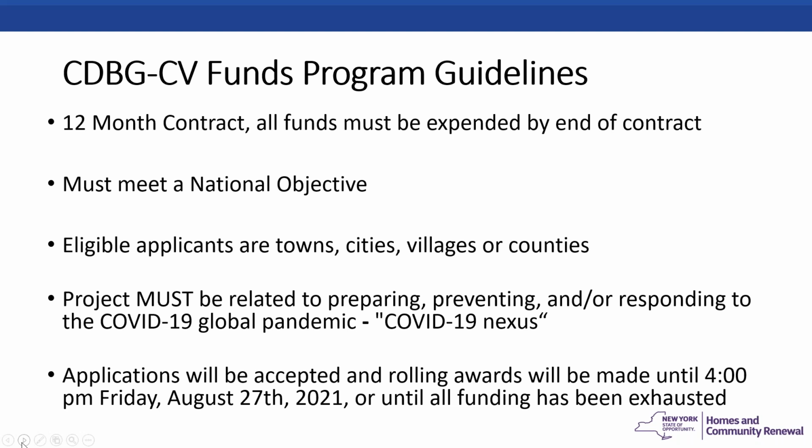Because HUD has imposed strict expenditure deadlines that we have to adhere to, it's critical that applicants advance projects that can be completed within a reasonably short period of time. So as we said, the application period is now open. Applications will be accepted and rolling awards made until 4 p.m. Friday, August 27th, 2021, or until funding has been exhausted.